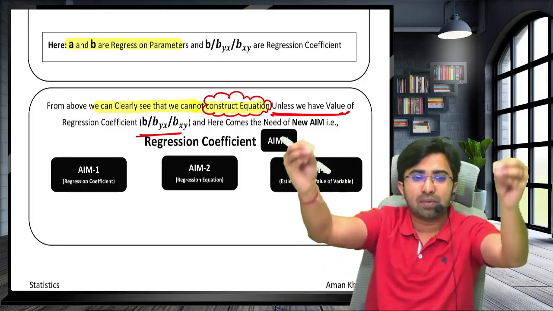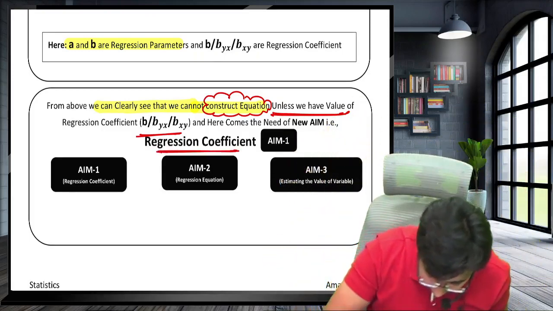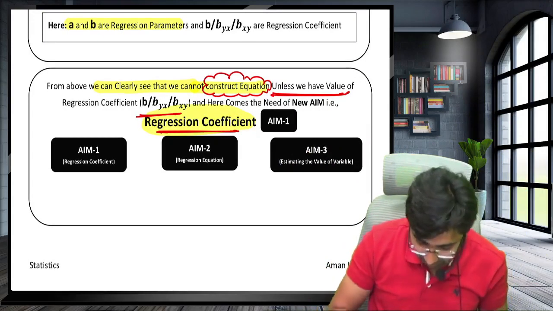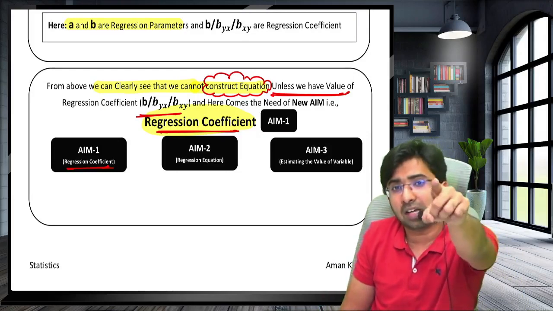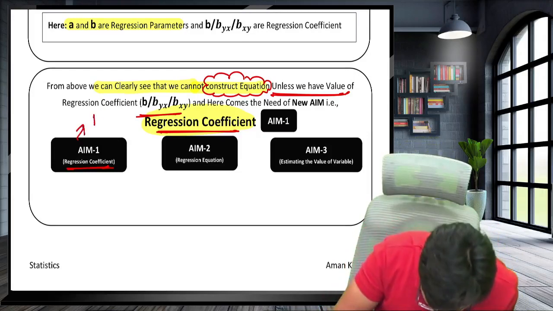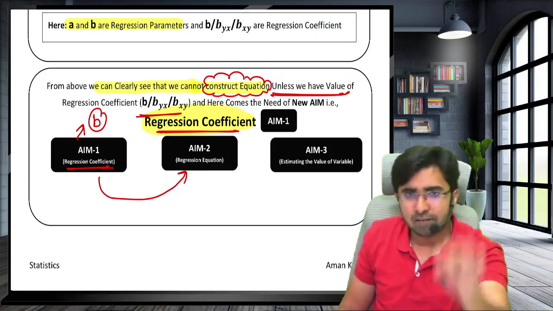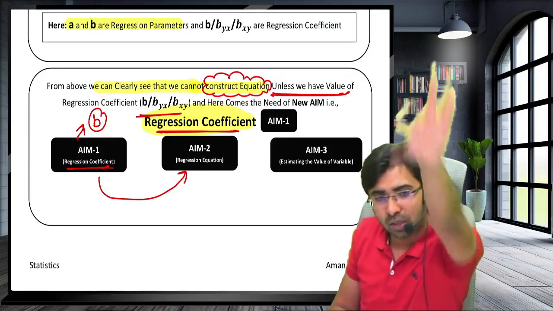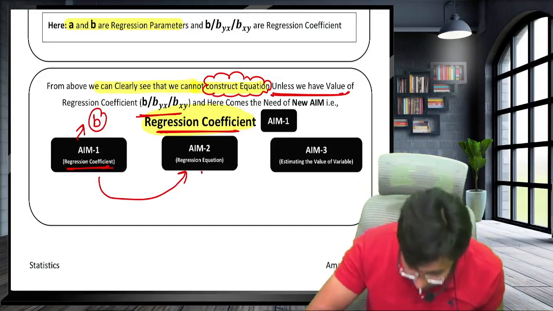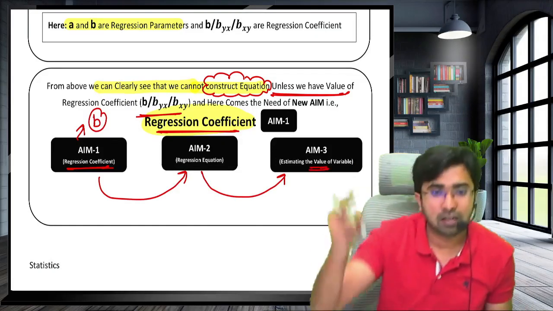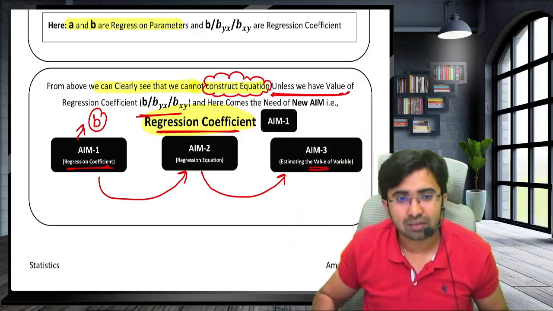Guys, here comes the origin of the new aim, that is the regression coefficient. Why? My aim number 1 is the regression coefficient. If you have the regression coefficient b, can you construct the equation? Say yes or no. If you have the value of b, can you construct the equation? And if you have constructed the equation, can you get the value of one variable when another variable is known? That is the flow of the chapter.